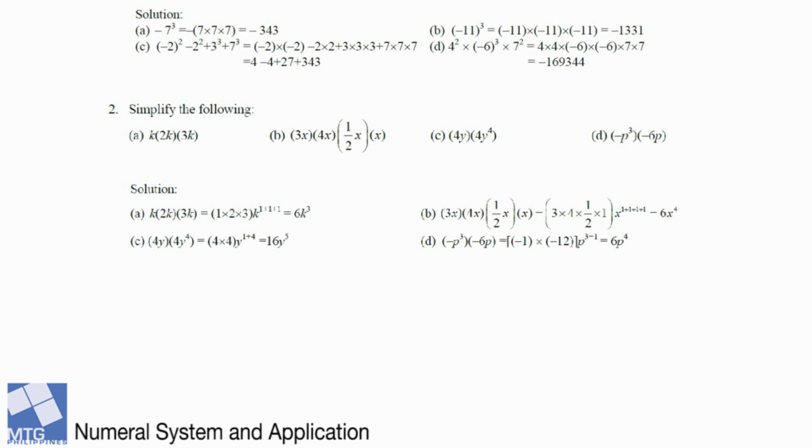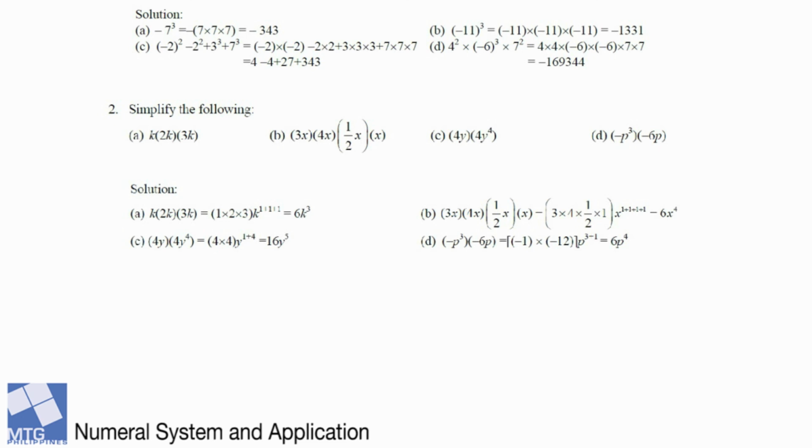Part B, we have 3x times 4x times 1/2 x times x. Again, this is just an application of the product rule. We simply have to add the exponents of the expression with base x. When simplified, we will have 6 times x raised to 4. Part C, we have 4y times 4y raised to 4. Again, we just have to add the exponents as an application of the product rule. Thus, we can simplify this item for part C as 16 times y raised to 5.